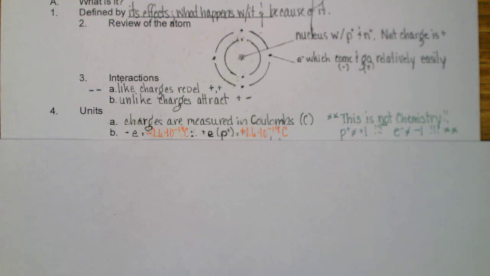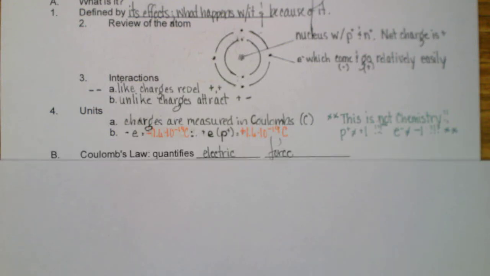So you can see that they offset each other. If I have an electron and a proton, I'm going to end up with something that's neutral if I have them both. All right, so this is not chemistry. Remember that. For us, a proton does not equal negative or positive 1, and an electron does not equal negative 1. A proton is positive 1.6 times 10 to the negative 19. An electron is a negative 1.6 times 10 to the negative 19. So just readjust your thinking to accommodate that for physics.